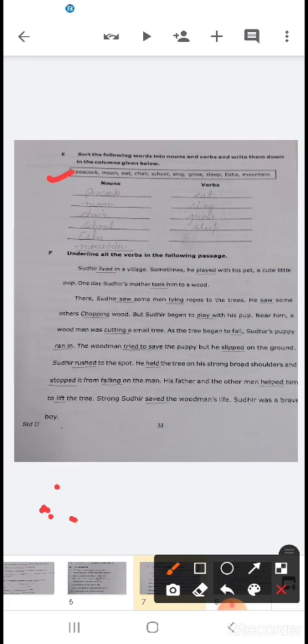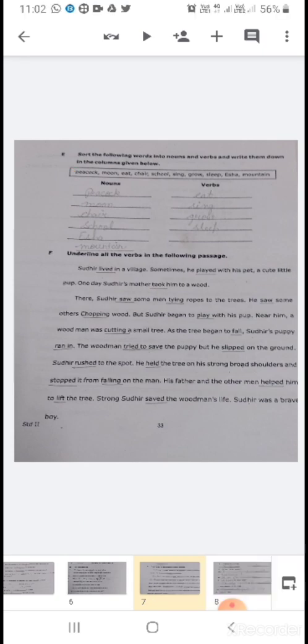Now next paragraph, there Sudhir saw some men tying ropes to the trees. So in this line, saw and tying are both the verbs. They are showing some action. Next is he saw some others chopping woods. Here saw and chopping both show some actions. Next is but Sudhir began to play with his pup. In this line only play is the verb.